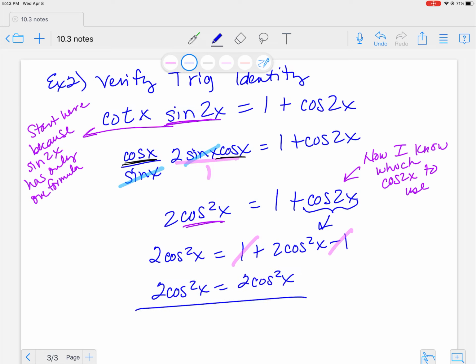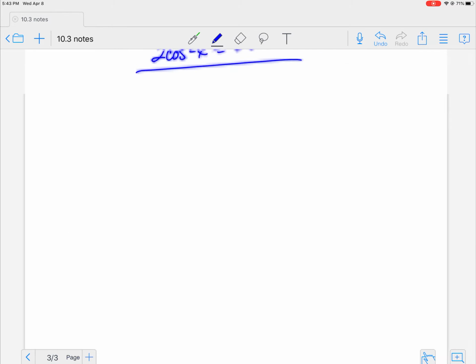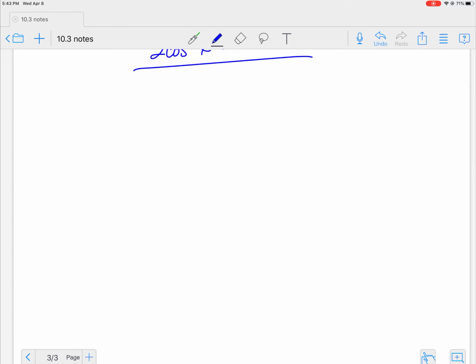All right, now look at what just happened. Plus 1 minus 1 cancel out. 2 cosine squared x is equal to 2 cosine squared of x. Remember, when you verify those trig identities, you're not trying to solve for anything. You cannot go back and forth across that sign.